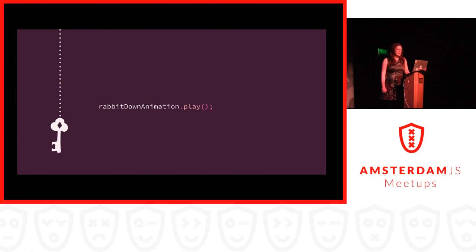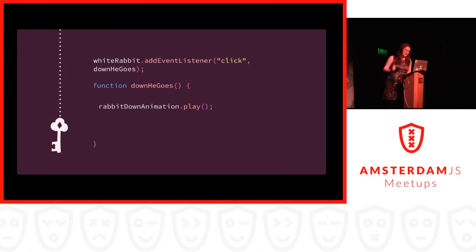So we want to play that animation. We just do rabbit down animation, call the method of play on it. We wrap that inside a function, down he goes, which we use on the event listener for click. So when people click the white rabbit, down he goes fires, and the rabbit down animation plays. And after it's over, we remove the event listener. Just got to clean up after ourselves.